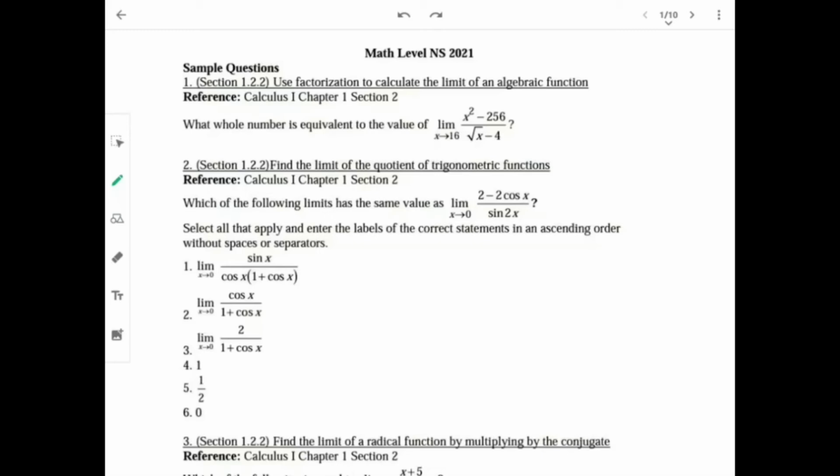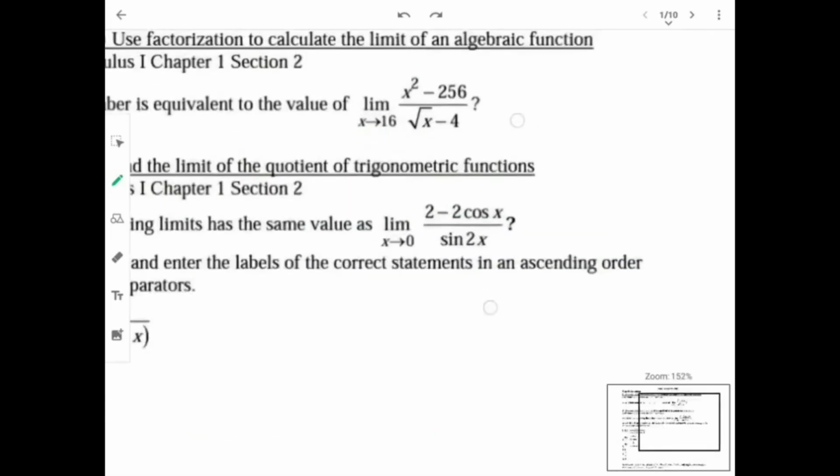Hey guys, today we're gonna do the math questions for the periodic. So we'll start off with the grid. The first question is, what's the limit of x as it approaches 16 in this function? The problem here is that the denominator ends up being 0, which is not possible, so we can't just substitute it in. We need to try and get rid of it somehow.